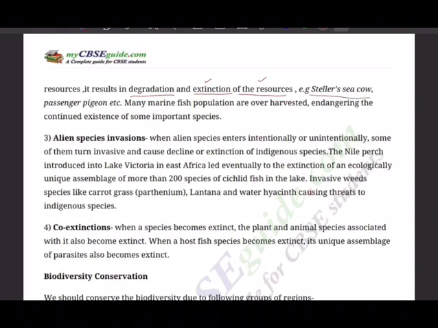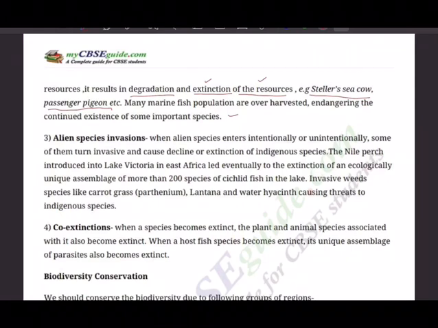So, the extinction of Steller's sea cow and the passenger pigeon, and many marine fish populations being over-harvested, endanger the continued existence of some important species. Hence, we need to be very, very careful, as many animals have become extinct in the last 500 years due to over-exploitation by humans. And we are not stopping there. It's only a comma, and there is no full stop in the near future. The day the full stop comes, I think species will flourish.